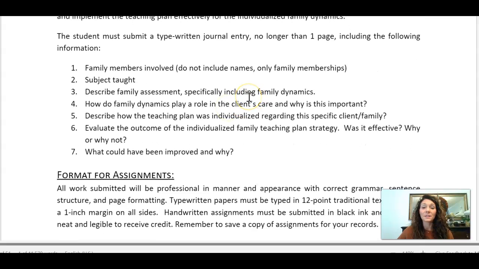This has to be submitted in a typewritten journal entry, no longer than 1 page. And it has to include the following information. You have to tell me what family members are involved.